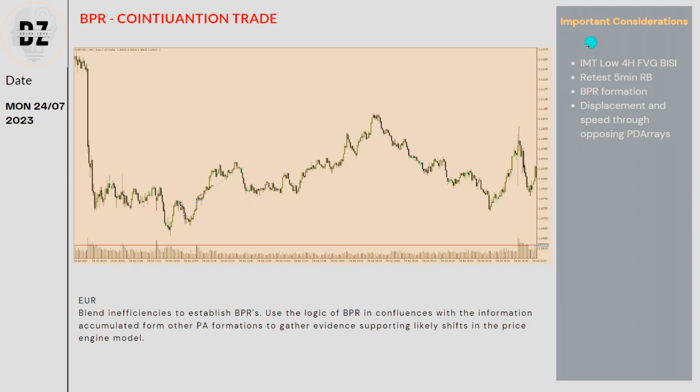You'll see I noted here important considerations. The intermediate turn low for our fair value gap had just been repriced to. We retested a 5-minute rejection block. A balanced price range formed, and we saw displacement and speed through opposing PD arrays. In essence, blend inefficiencies to establish balanced price ranges. Use the logic of balanced price ranges in confluence with the information accumulated from other price action formations to gather evidence supporting likely shifts in the price engine model.